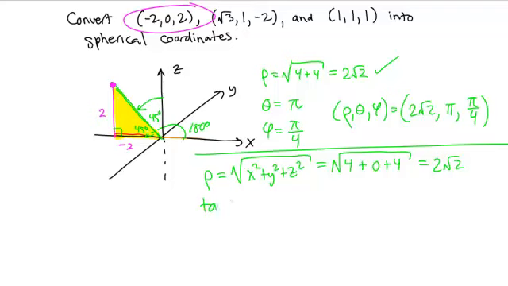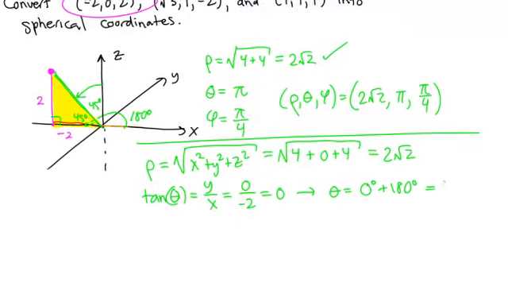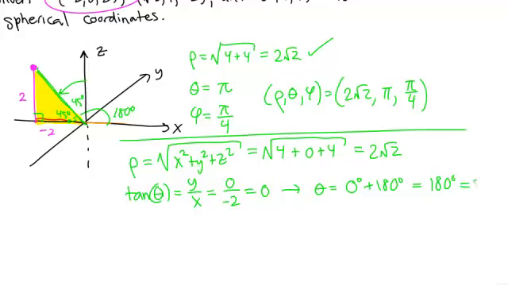We can solve for theta by the equation tangent of theta is equal to y over x. So the tangent of theta is equal to 0 over -2, or 0. So that means that theta is equal to the arctangent of 0, 0 degrees, up to a multiple of 180 degrees. And since we're not in quadrant 1 or 4, we need to add 180 degrees to that. And so we get 180 degrees, or pi, which checks out with our previous work.